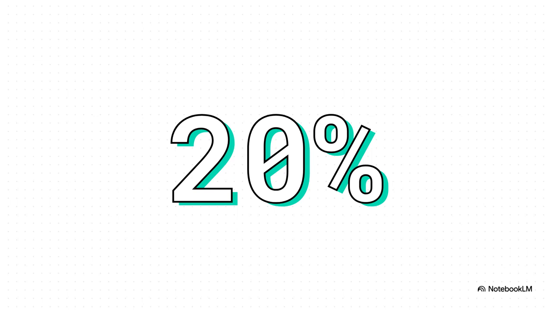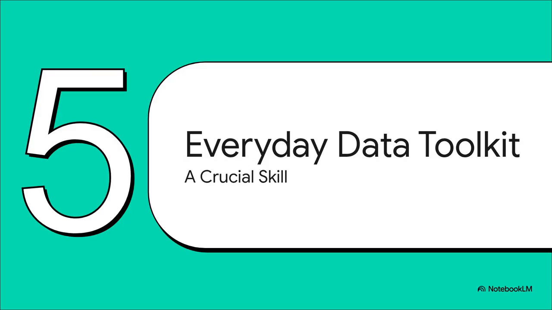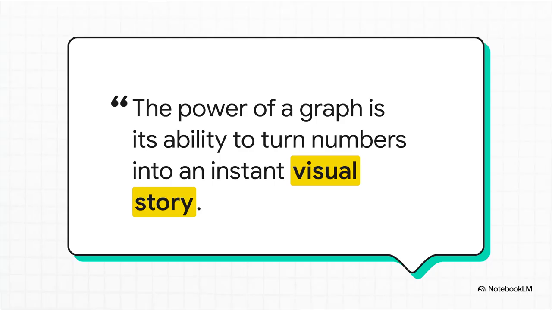Pretty cool, right? And here are 2 more super useful formulas for your toolkit. If you know the total amount of something and a percentage, you can find the exact value, like finding out that 30% of 300 kilograms is 90 kilograms. The same exact logic works for finding the length of a segment on a band graph, too. So, why does all of this matter? Well, because understanding these graphs isn't just some abstract math problem. It is a crucial skill for navigating the modern world, whether you're reading the news or sitting in a business meeting. This quote really just says it all, doesn't it?